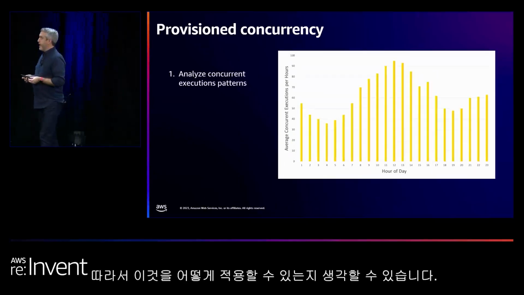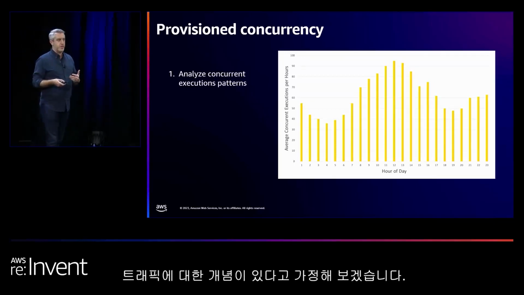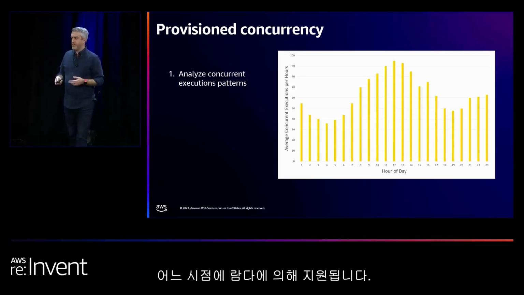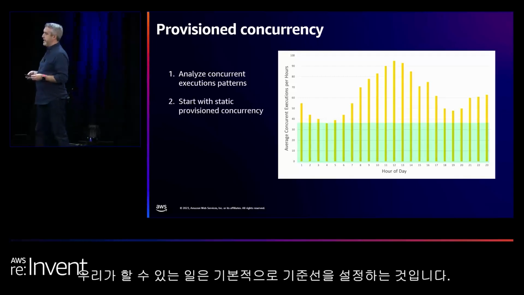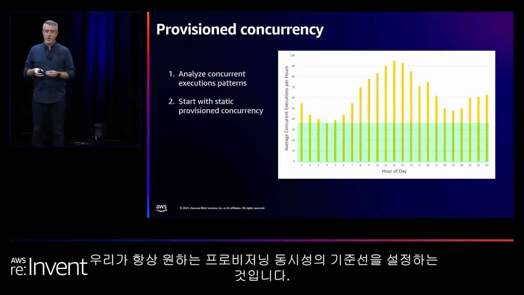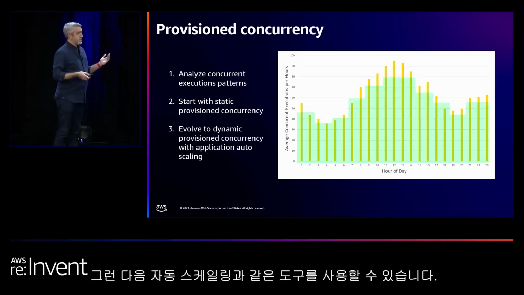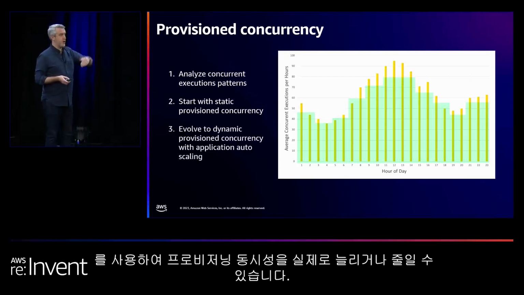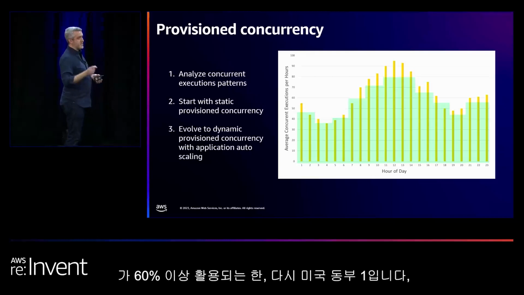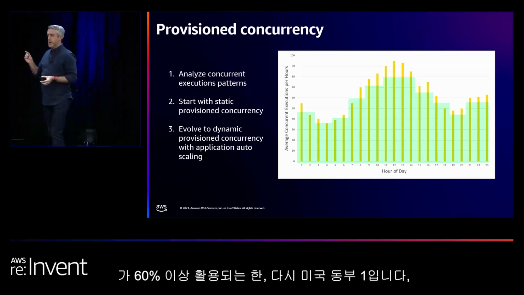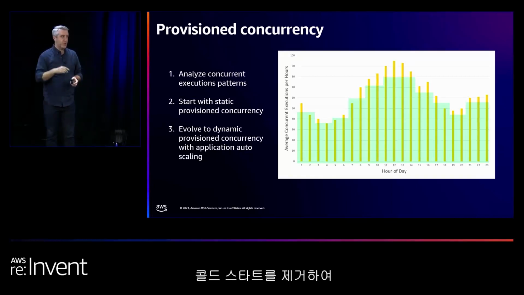And so you can kind of think of how we could apply this on top of our workload. Let's assume that we have some concept of the traffic that's going to come to our application that's backed by Lambda at some point in time. We've looked at this workload. What we can do is essentially establish a baseline of provisioned concurrency that we always want to have configured for this function. We could then use tools like autoscaling to actually turn up and down provisioned concurrency against that demand. And so insofar as long as this environment is at least 60% utilized, again, US East 1, I'm saving money and increasing the performance effectively of my application by removing cold starts from it.